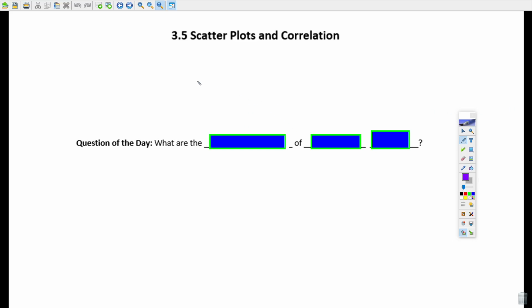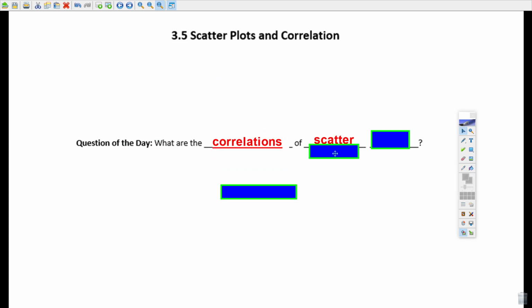I'm hoping that you've also seen this lesson before, dealing with scatter plots and correlations. So it should be pretty easy. So the question for the day is, what are correlations of scatter plots? We're going to be creating scatter plots and then also finding a line of best fit and then trying to find the equation of the line. So it all kind of builds on what we've been doing the past couple of days in 3.4.